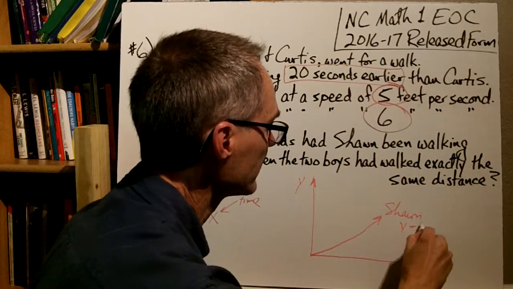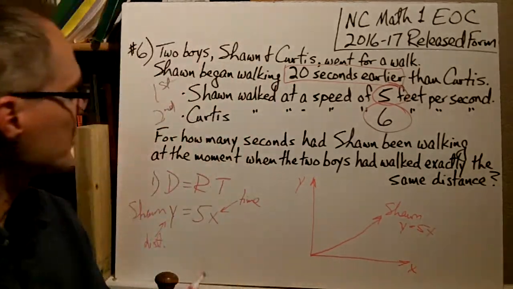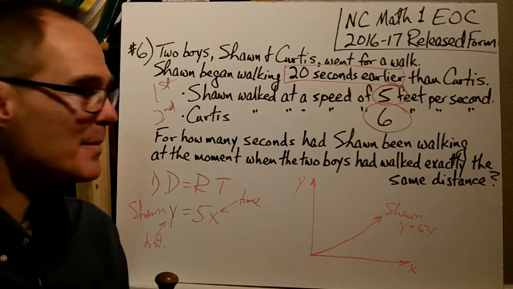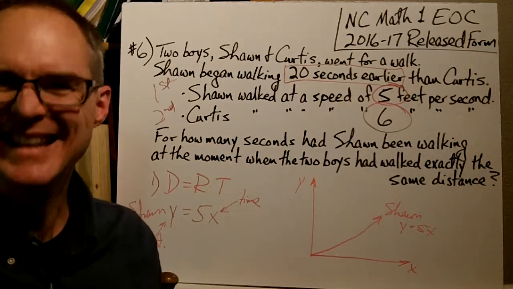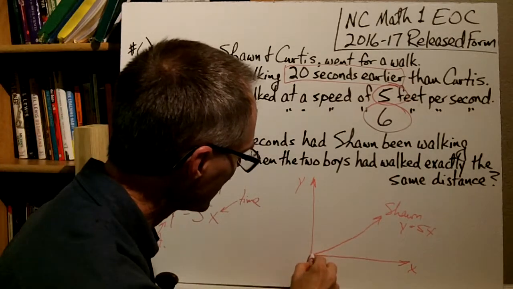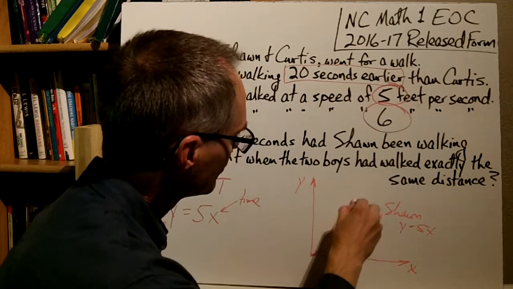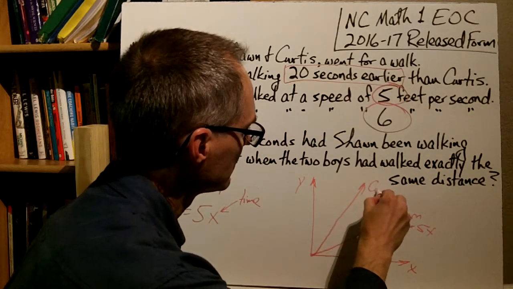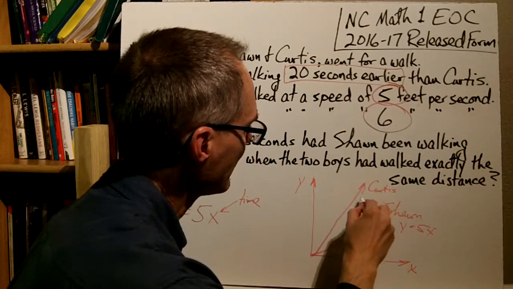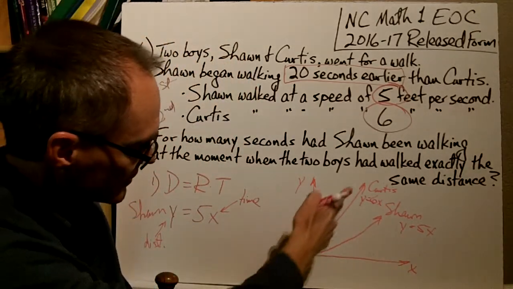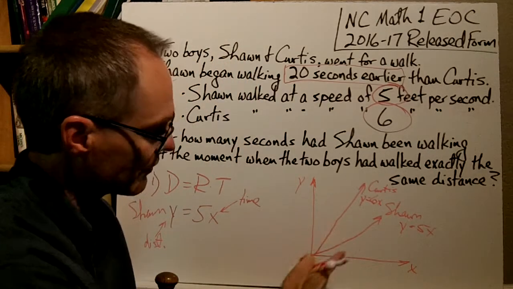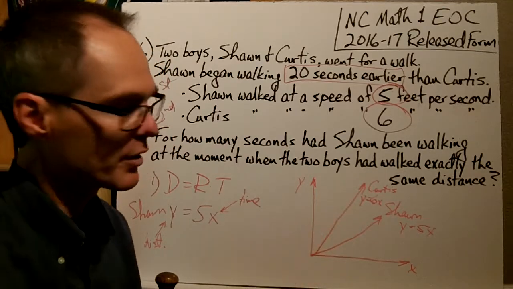There's y equals 5x. And if Curtis started walking at exactly the same time, I know he doesn't. He starts walking 20 seconds after Sean. But if they did start walking at exactly the same time, this would be a graph of Curtis's line. And that would be y equals 6x. And I notice that those lines are never going to intersect because Curtis is walking faster.